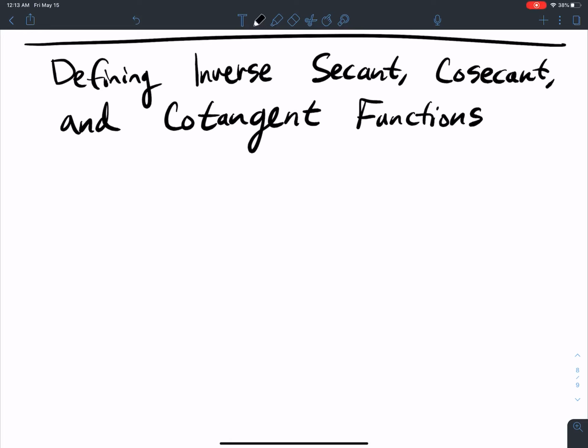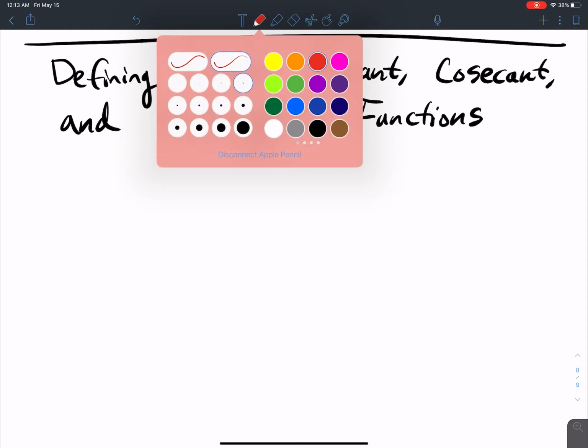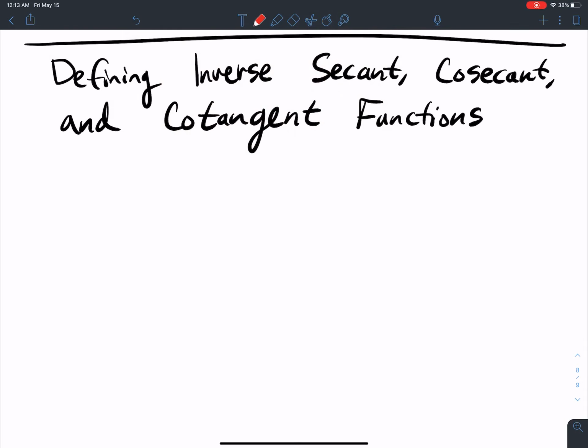In this video, we're going to be defining inverse secant, cosecant, and cotangent functions. We'll start with the secant. Y equals the secant inverse of x, which tells me, by definition, x equals the secant of y.